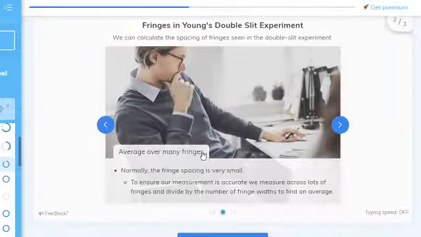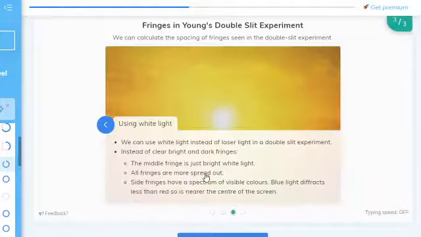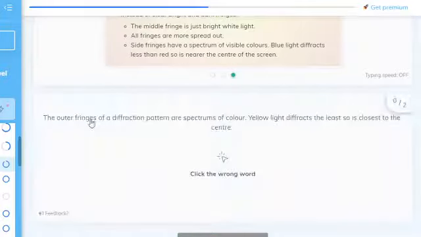We average over many fringes. Normally the fringe spacing is very small, and this allows our measurement to be a lot more accurate. Using white light: we can use white light instead of laser light in the double slit experiment. Instead of clear bright and dark fringes, the middle fringe would just be white light, and then it would be the entire spectrum of colours. The outer fringes of a diffraction pattern are spectrums of colour. Yellow diffracts the least, so it's closest to the centre.